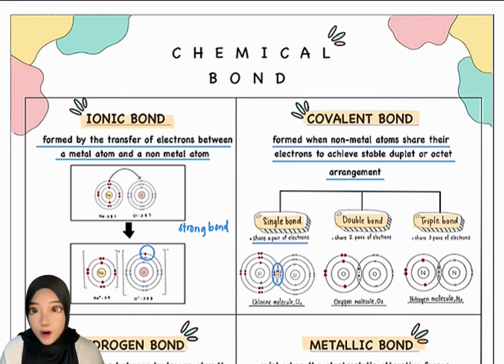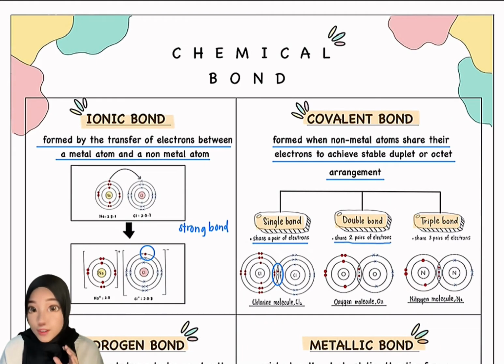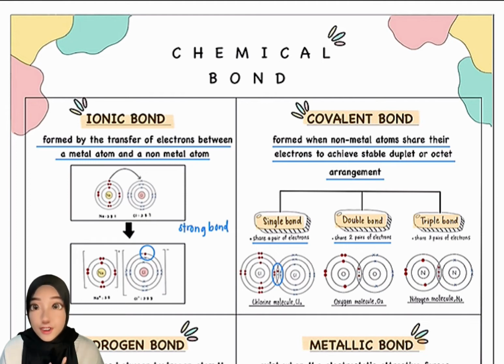And for double bond, it is formed when atoms share 2 pairs of electrons between 2 atoms. For example, an oxygen atom with an electron arrangement of 2.6 needs to share 2 electrons to achieve the stable octet electron arrangement of 2.8. So, each oxygen atom will contribute 2 valence electrons to be shared between 2 oxygen atoms.